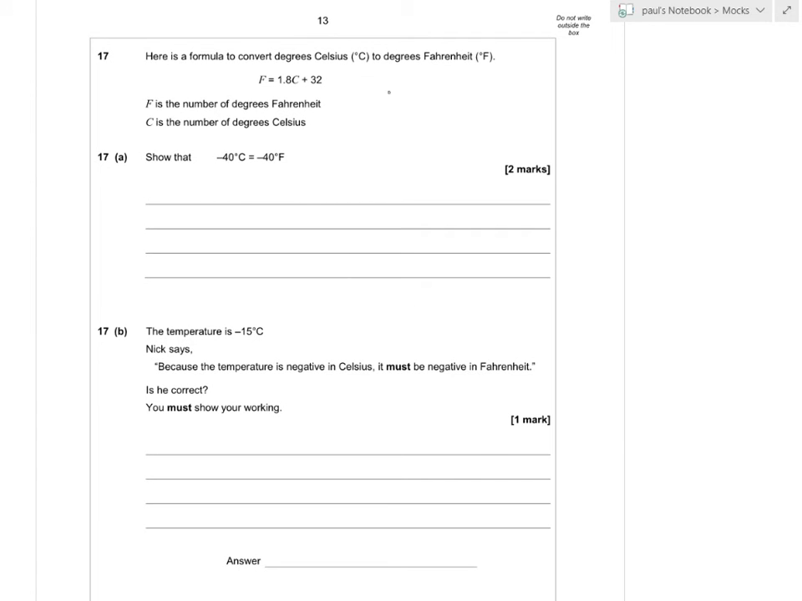There's a formula to convert Celsius to degrees Fahrenheit. F is the number of Fahrenheit. C is the number of Celsius. Show that minus 40C equals minus 40F. So let's do that. So we've got 1.8 times minus 40 plus 32. So 1.8 times minus 40 is minus 72, plus 32 is minus 40, equals minus 40.